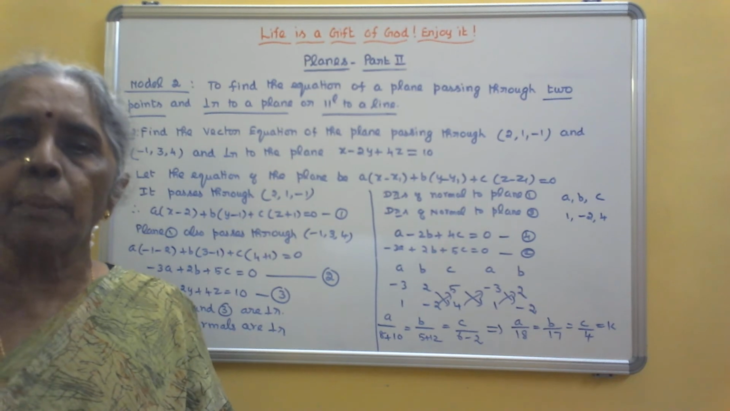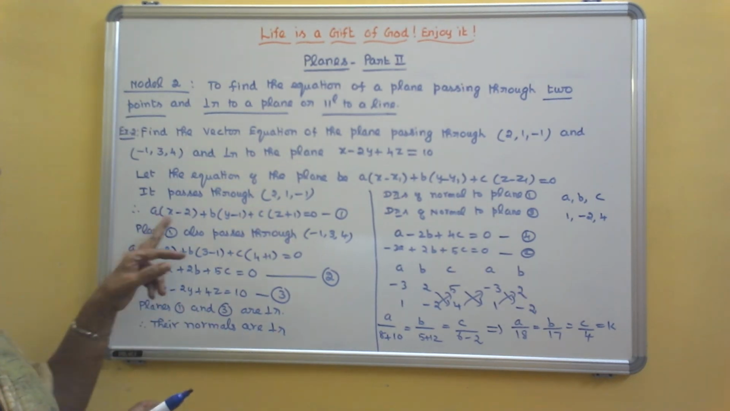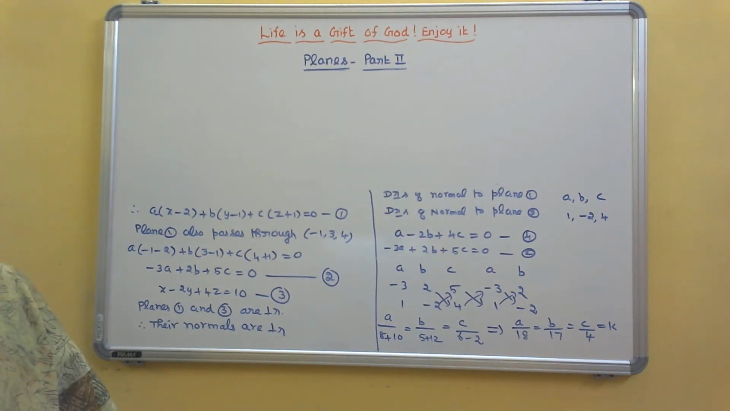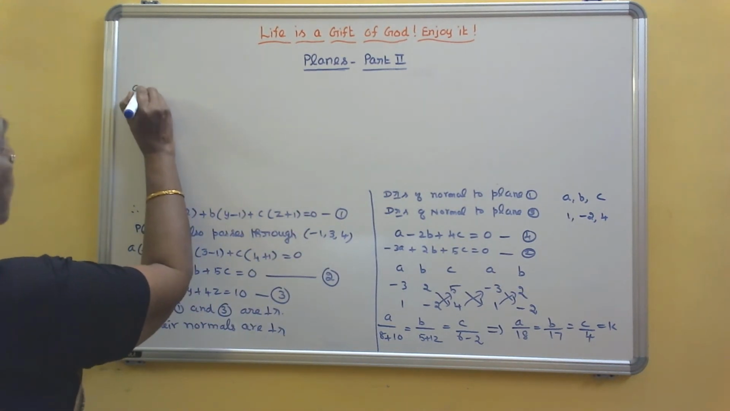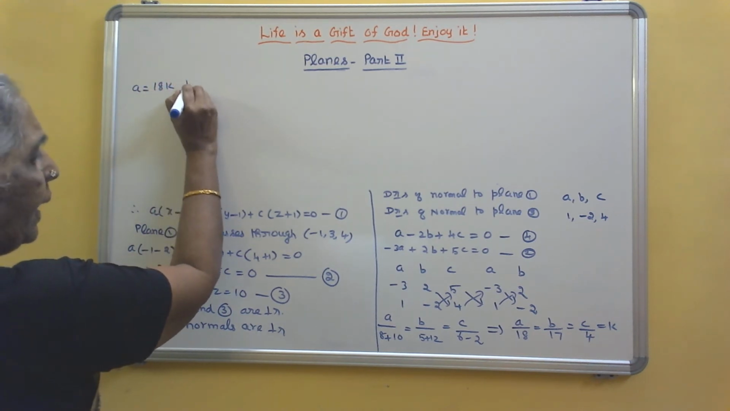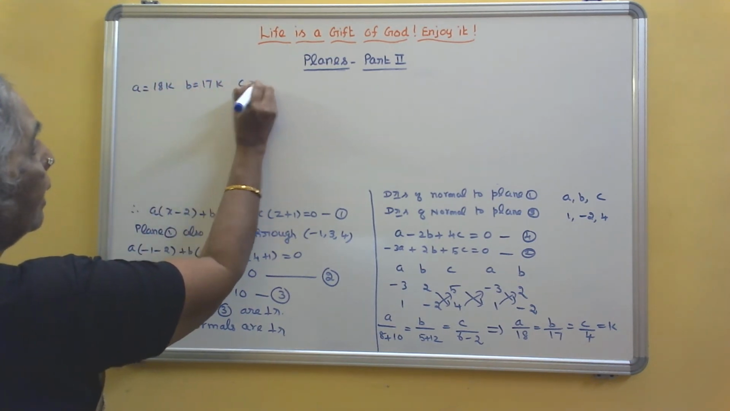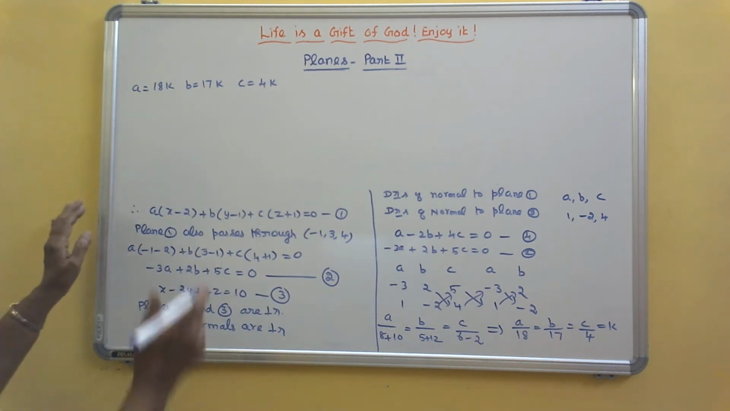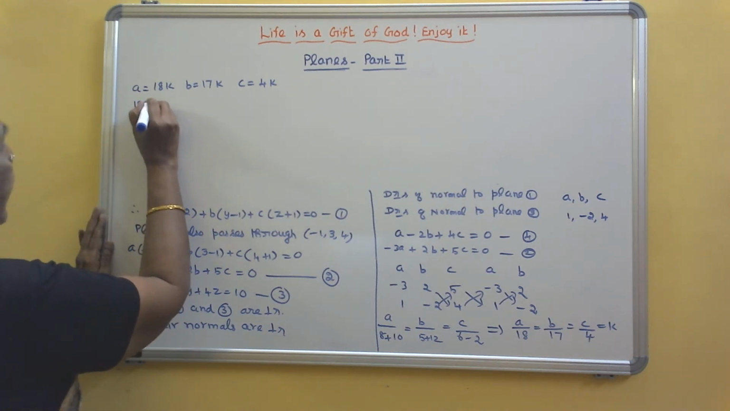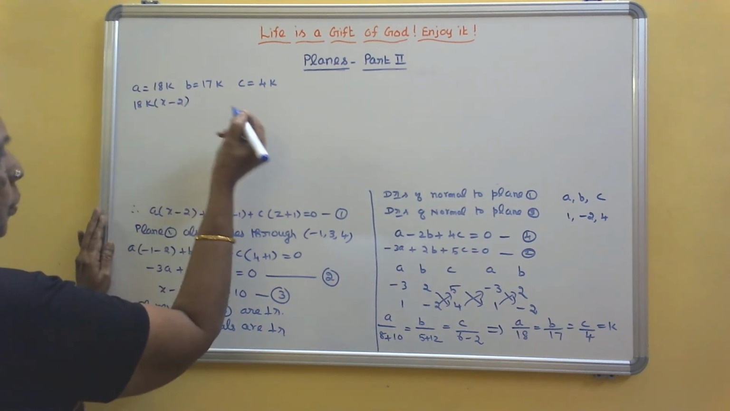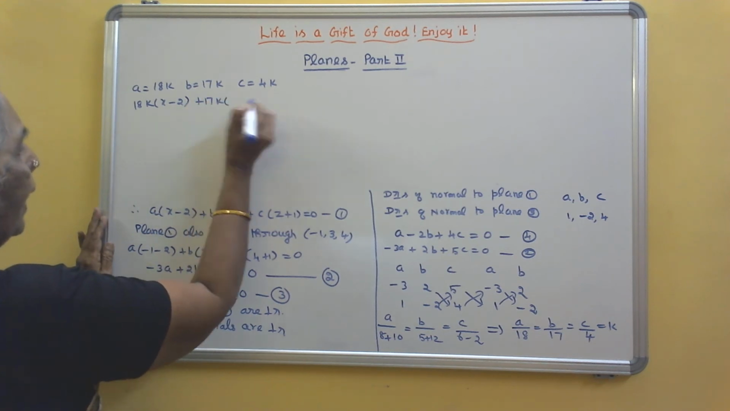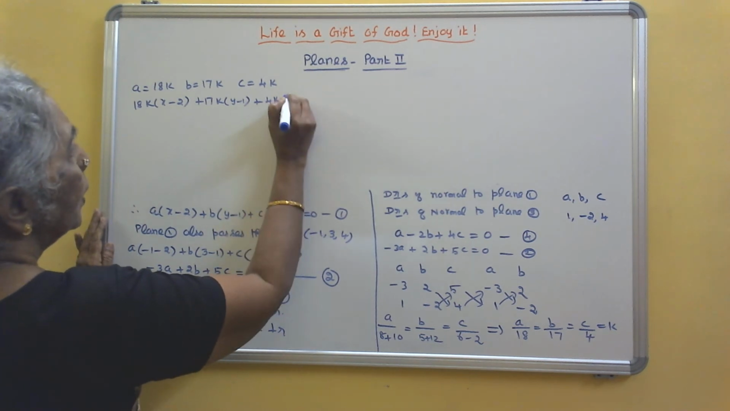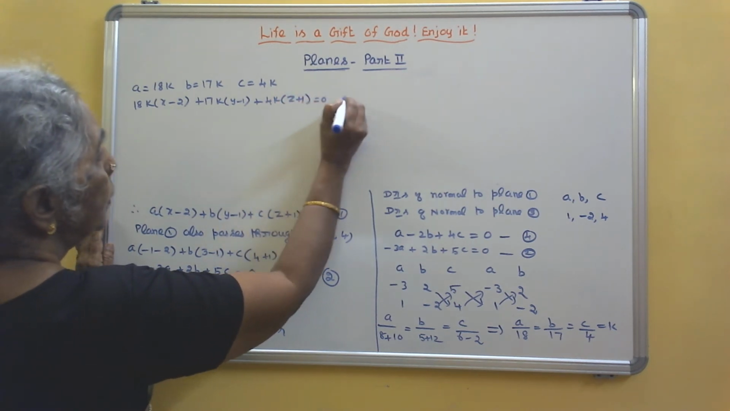So now we have to get a, b, c in terms of k and we have to substitute in our equation 1, isn't it? So now we will get a is equal to 18k, b is equal to 17k and c is equal to 4k. Now let us substitute it in equation 1. So we will get 18k into x minus 2 plus 17k into y minus 1 plus 4k into z plus 1 is equal to 0.